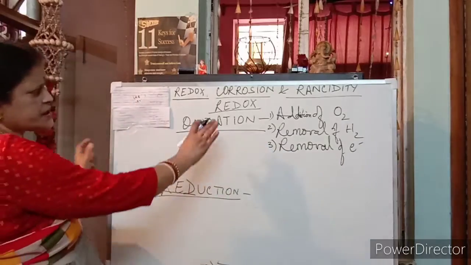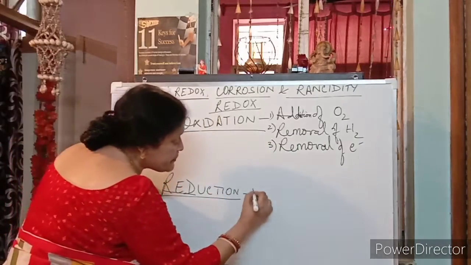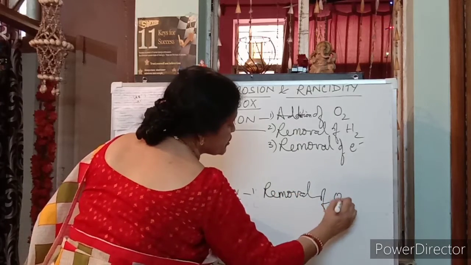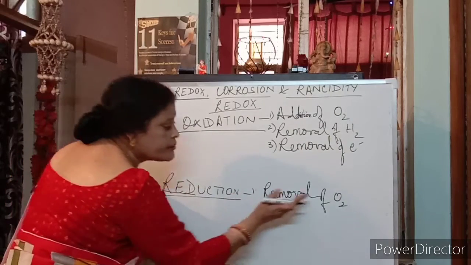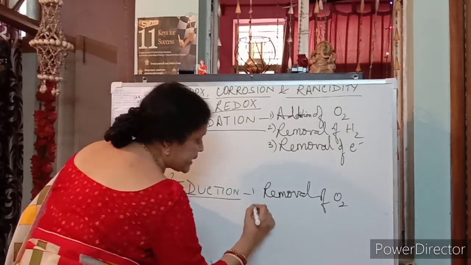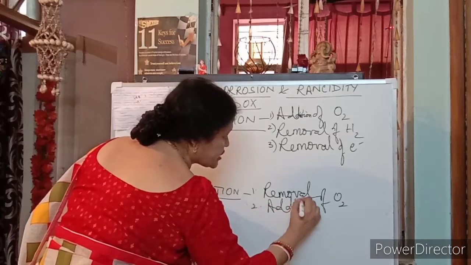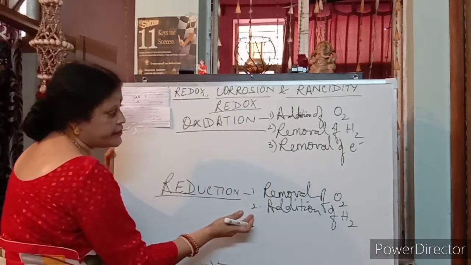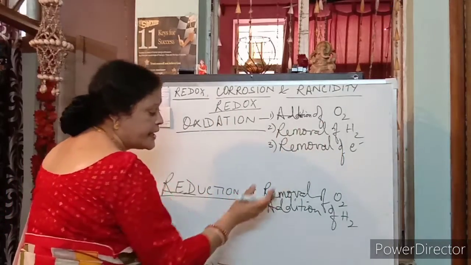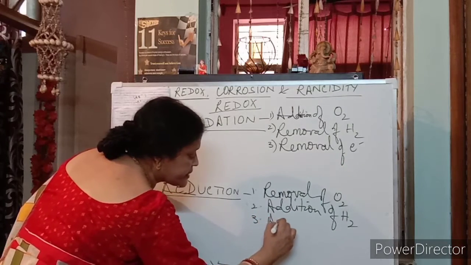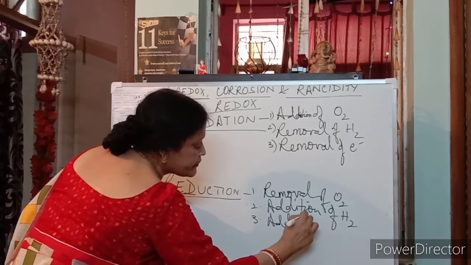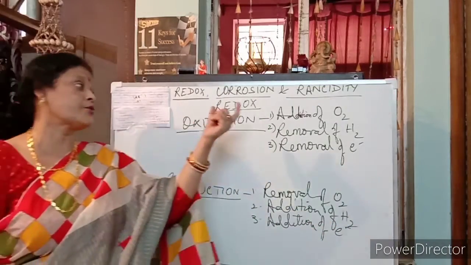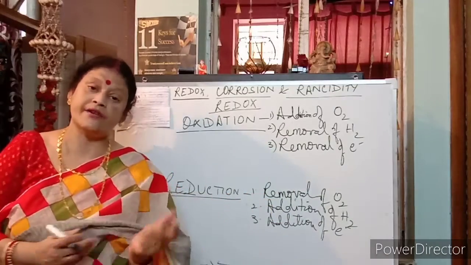Reduction, just opposite to that. Here, first step is removal of oxygen. Addition of oxygen is oxidation, removal of oxygen is reduction. Second, addition of hydrogen. Say, student, just opposite to that of oxidation. Addition of hydrogen. Then the third point, yes, students, addition of electrons. These are the three points which have to be kept in mind when the oxidation and reduction goes.